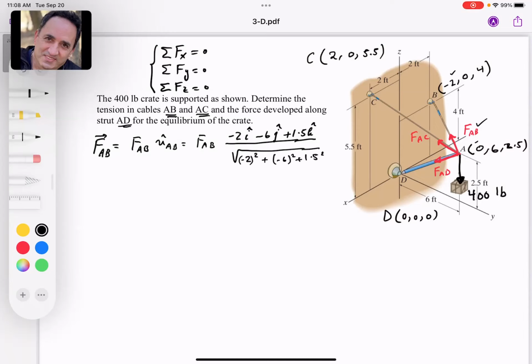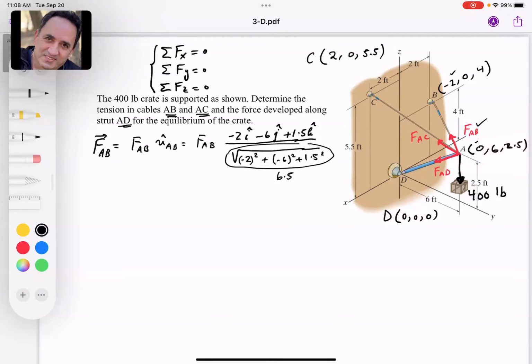So the denominator of this becomes, let's calculate that. I didn't calculate that ahead of time. 36 plus 4, that's 40, plus 1.5 squared. So 40 plus 1.5 squared, of course, that becomes 42.5. What is the square root of that? Okay, let's see. So that's 6.5. So this is 6.5.